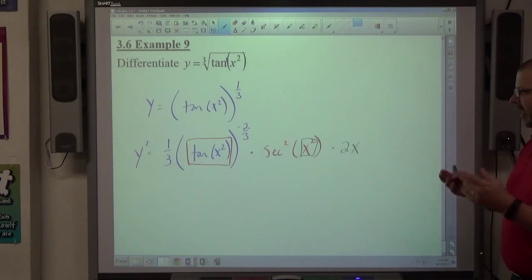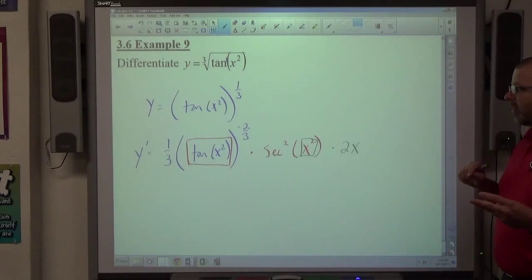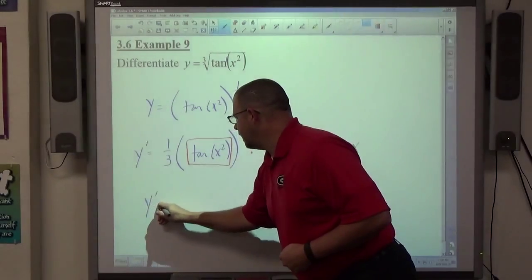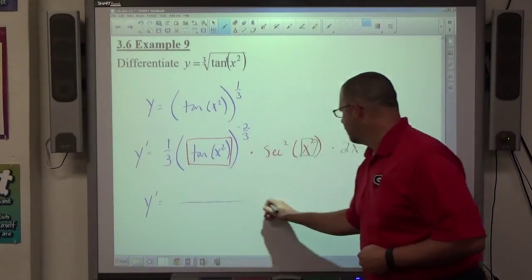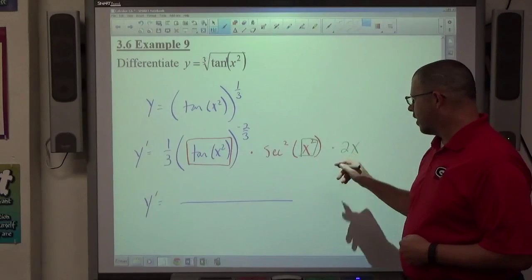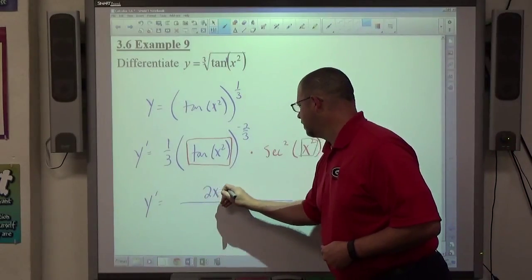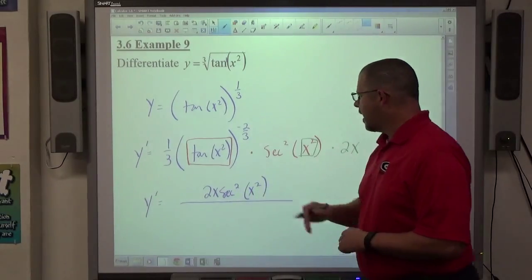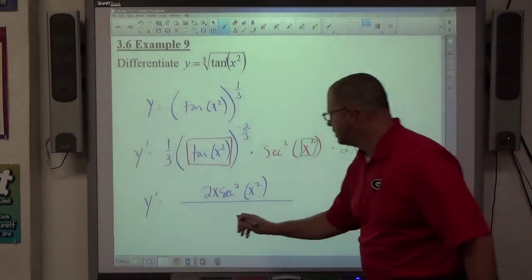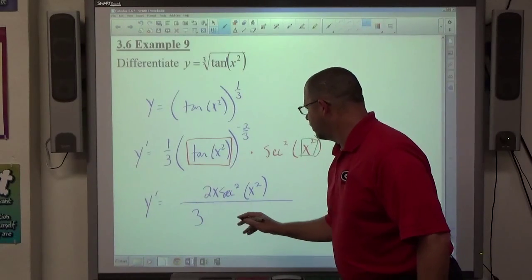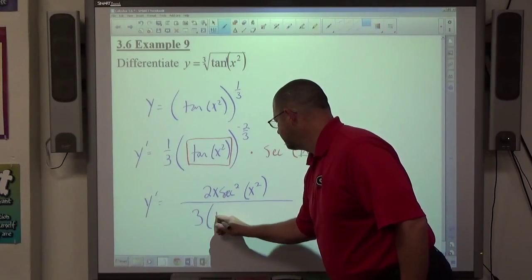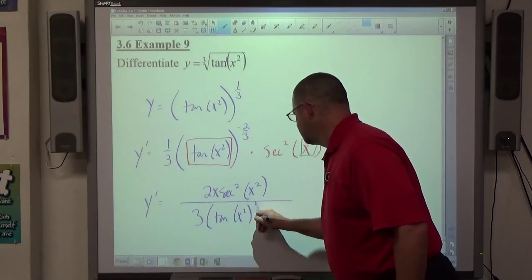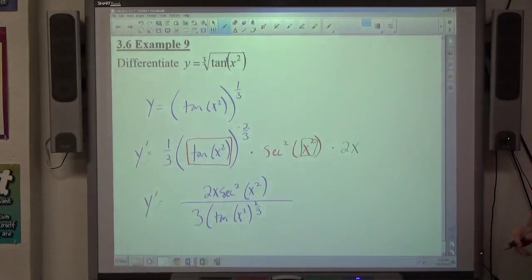Now, in this one, again, I can't make that look a lot more pretty than the other one, but let me try a little bit here. So I'm going to go y prime equals, alright, first off, secant squared, x squared, and 2x are all on top, so 2x secant squared of x squared. And 3 and tangent of x squared to the 2/3 are on the bottom. I'd probably leave my answer like that.